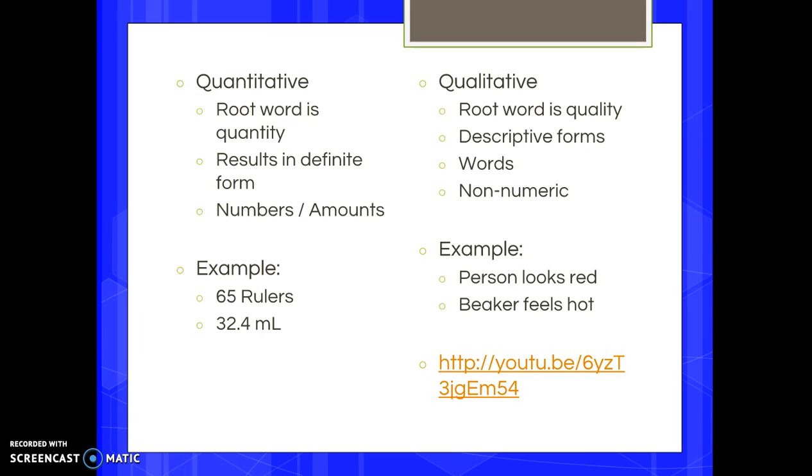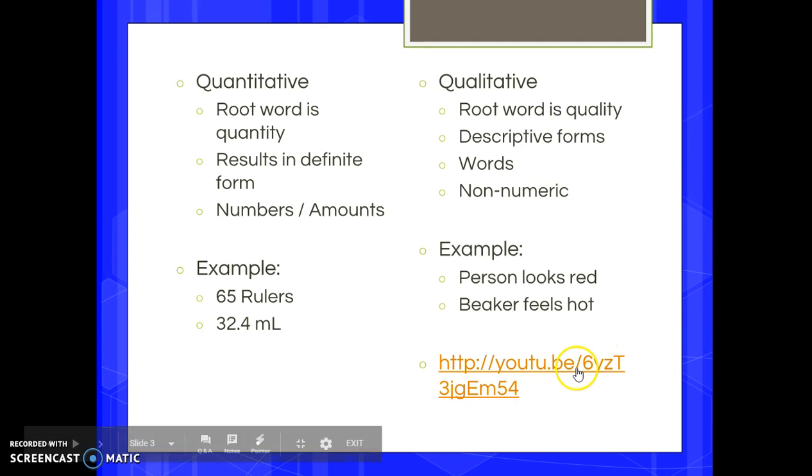Qualitative measurements, the root word is quality. So think words. Descriptive forms or words. These are non-numeric descriptions. So if you're running a fever that's 102 degrees, that's a quantitative measurement, but you might look hot or you might look red or feel hot, and that's going to be a qualitative measurement. So the beaker looks hot or the person looks red.